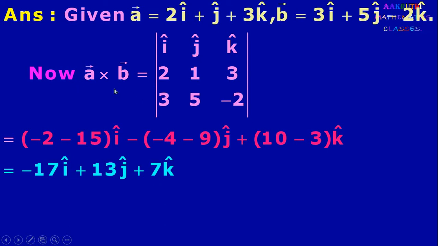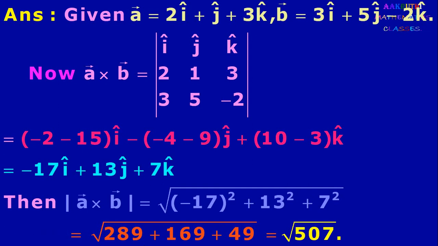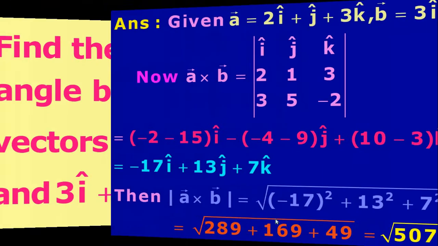We have to find magnitude of A vector cross B vector. So therefore here magnitude of A vector cross B vector is root of minus 17 square plus 13 square plus 7 square. And it is equal to root of 289 plus 169 plus 49. And it is equal to root of 507. So therefore magnitude of A cross B is root of 507.